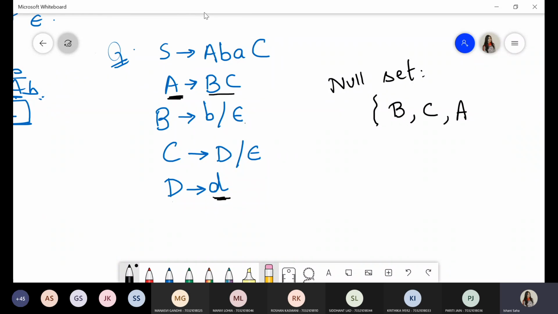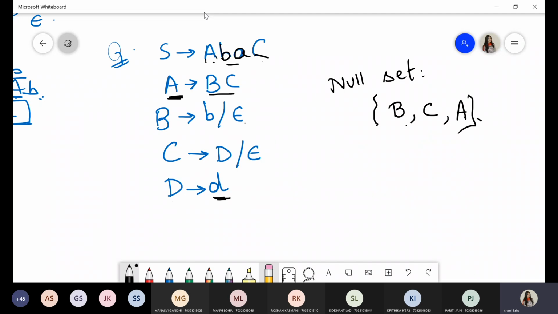Are you getting the point now? Suppose it also had a small a with it, then A would not have been included in the null set. But since it is only B and C, and B and C both are directly generating epsilon, even A would be a part. Now let's consider this one, S tends to ABAC. Though A and C are a part of your null set, it also has some terminals, which is a and b. That's why S won't be a part. So the only elements we have in the null set are A, B, and C.